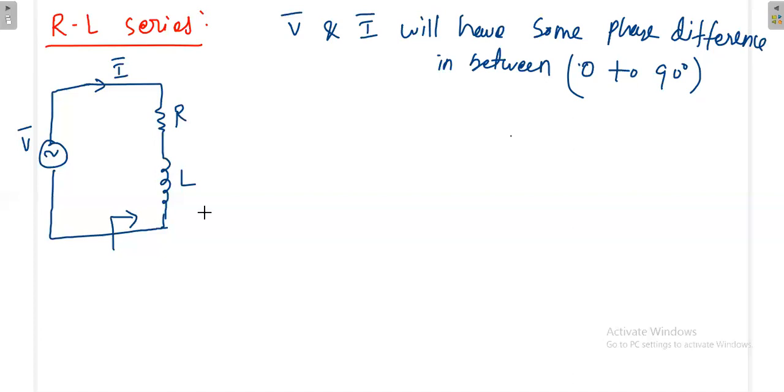Next, we'll proceed from this. Now you apply the KVL here. Before applying, some current is going to flow. Now the voltage drop here is VR, and again here the voltage drop is VL. So now you apply the KVL: minus V bar plus VR bar.